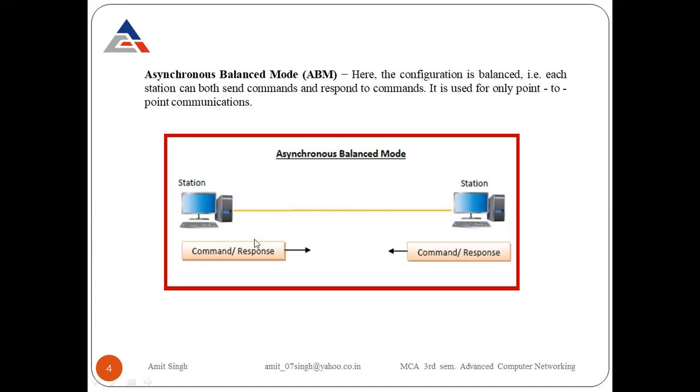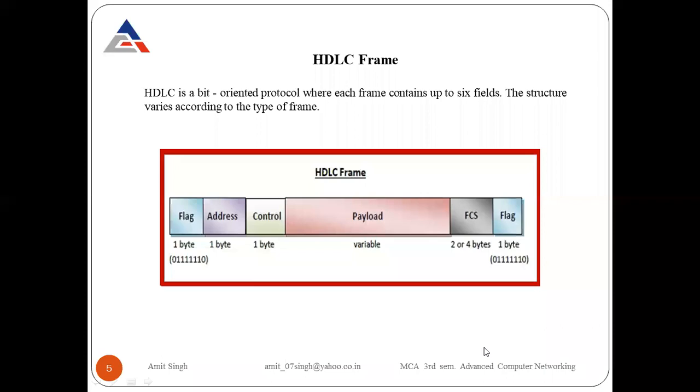Now, look at the diagram as shown, command slash response, because it can send the command. It can also receive the command. Whenever it receives a command, it can respond to these commands. So both the stations in this case can send the commands as well as give the response back to the commands. The next is the HDLC frame.